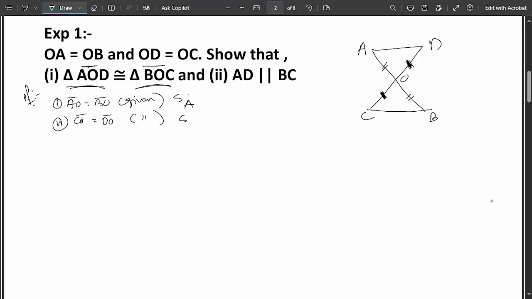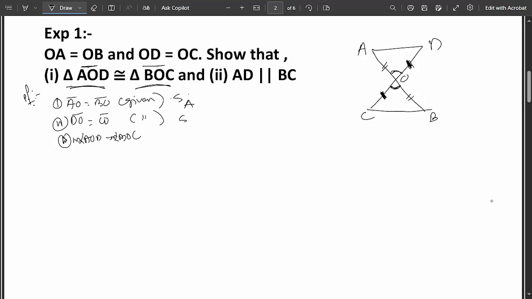In triangle AOD, angle AOD is the same as this angle. Here DO equals CO, because I am considering triangle AOD, so the left side should be of triangle AOD and the right side should be of triangle BOC. The third one is angle AOD equals angle BOC.